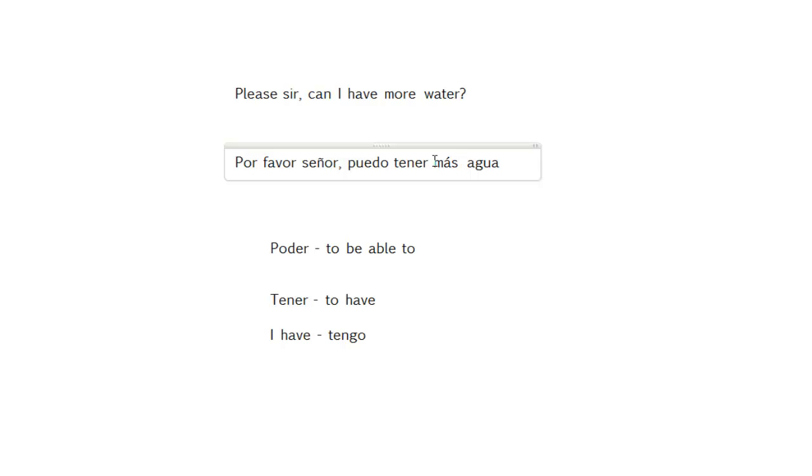Remember, comer, consumables. You cannot eat more. No puedo comer más. If you want to say, can you eat more? Question, ¿no puedes comer más? Can you eat more? ¿No puedes comer más? Remember the pause and try it. ¿No puedes comer más? So there you go. Poder.